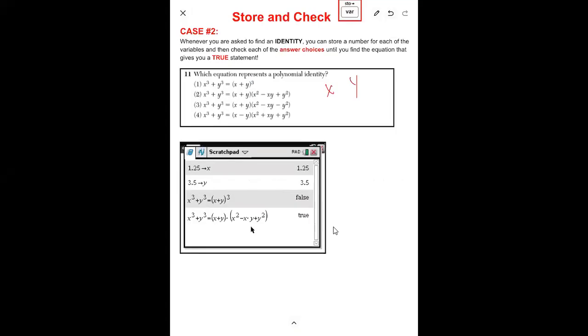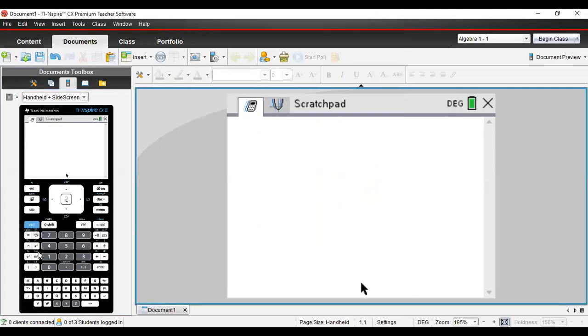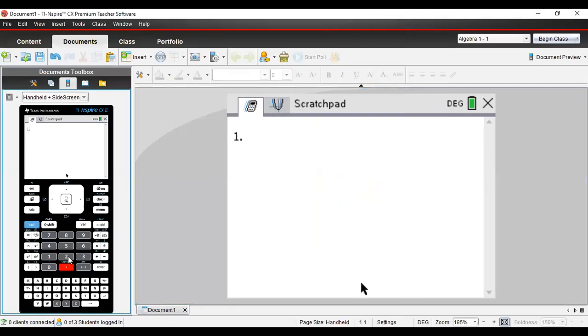So the very first number that I'm going to do is $1.25, and then for the Y, I'm going to do $2.50. Again, it really doesn't matter what numbers you use as long as it's not 0 and 1. Okay, so let's go grab the calculator and let's try that. So first thing I'm going to do is $1.25, store that into X. And then I'm going to do $2.50, and I'm going to store that into Y, and then press enter.